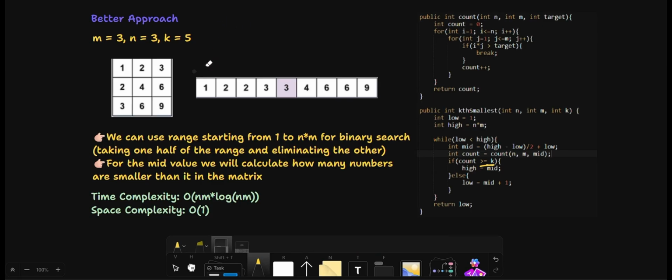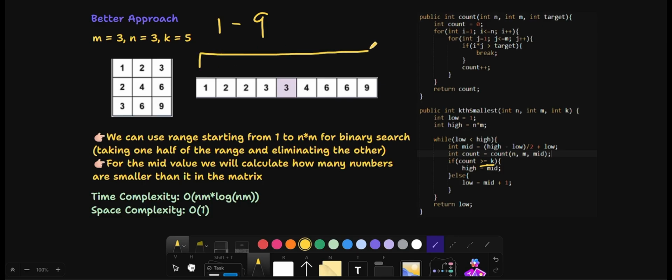We get 1 because it's a one indexed array. So 1 cross 1 is 1. So the range is from 1 to 9. So instead of creating an array, we can directly use this as a range. So the low value will be 1 and the high value will be 9.